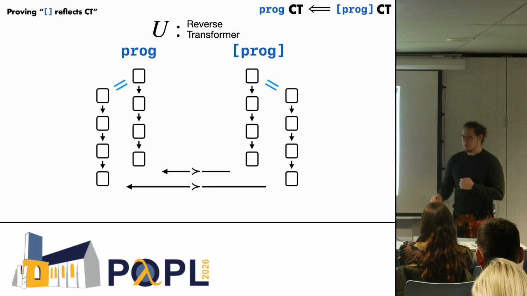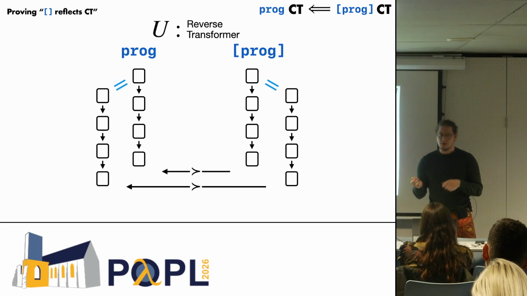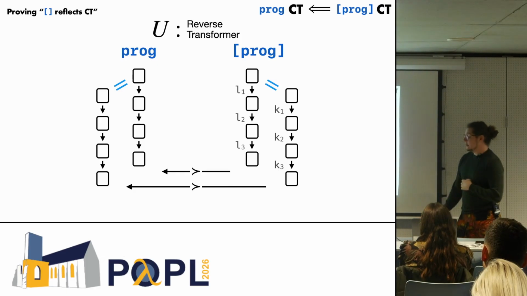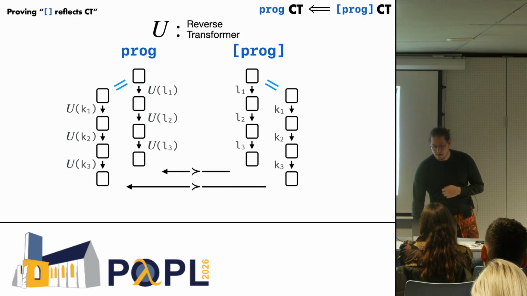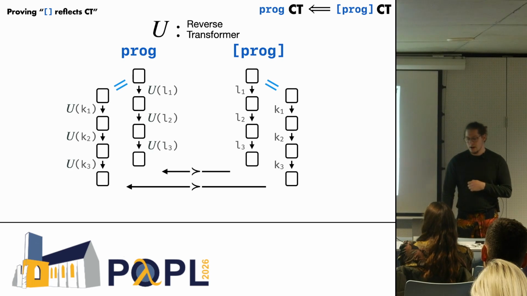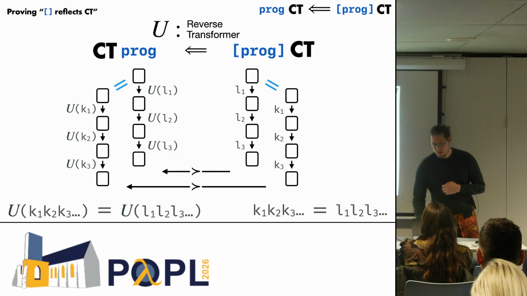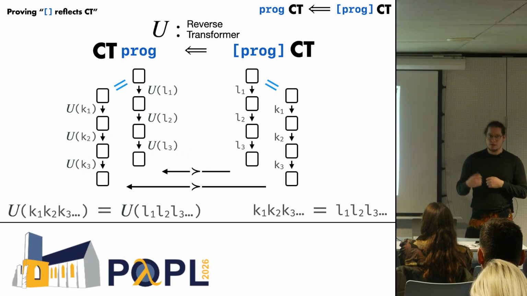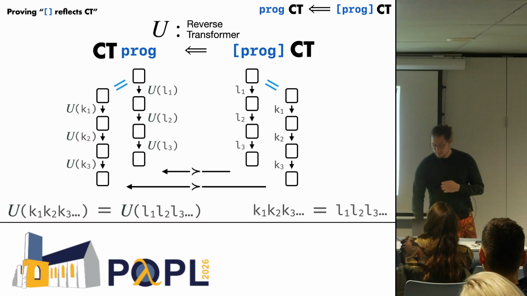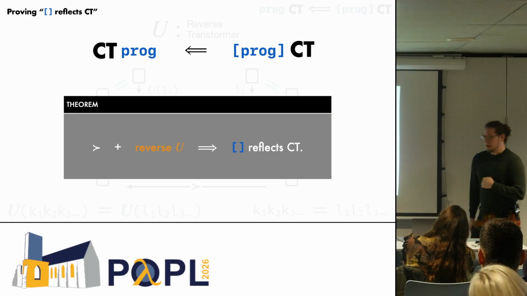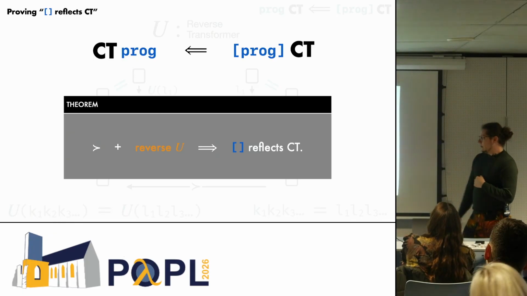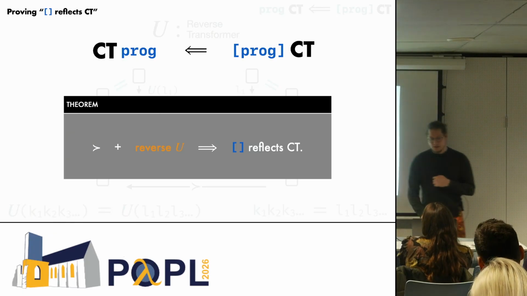And the reverse transformer does not explain target leakages in terms of source leakages, but the other way around. You get some target leakages, and the transformer should explain the source leakages. And then what you get is, when your target program is constant time, of course your source program is constant time because it was a function. So what you get is a modified theorem, if you will, where now you need a reverse transformer instead.